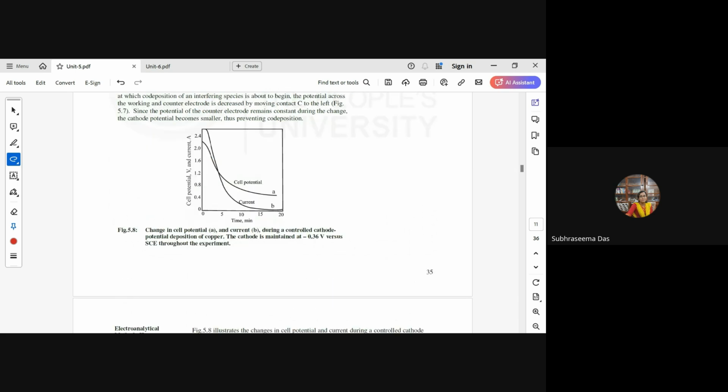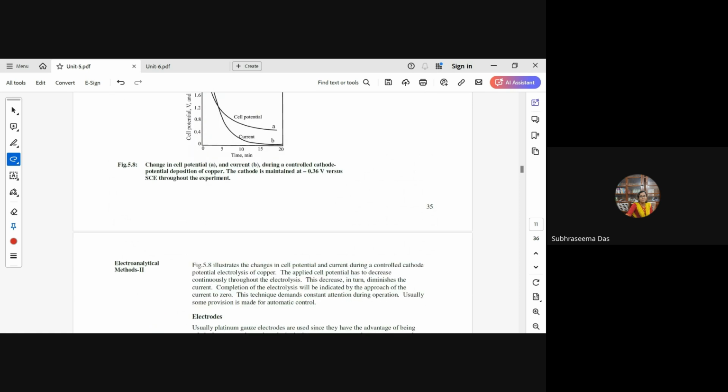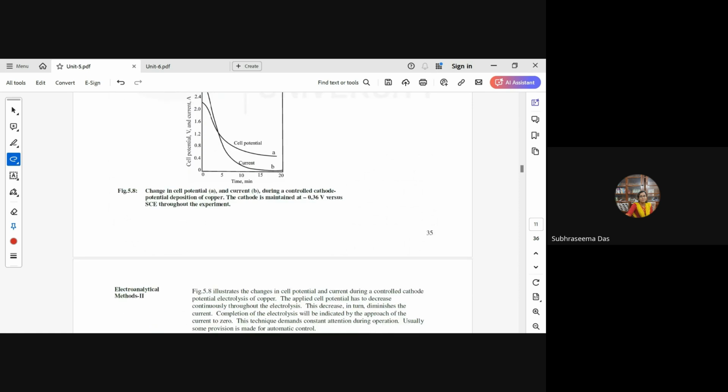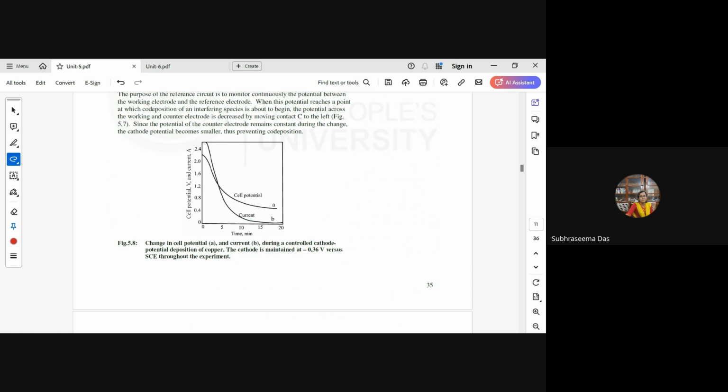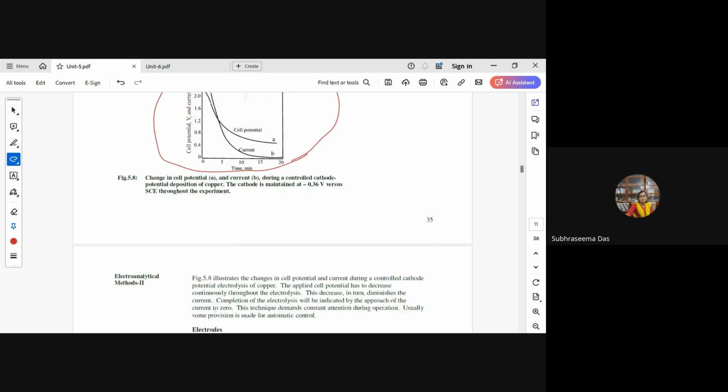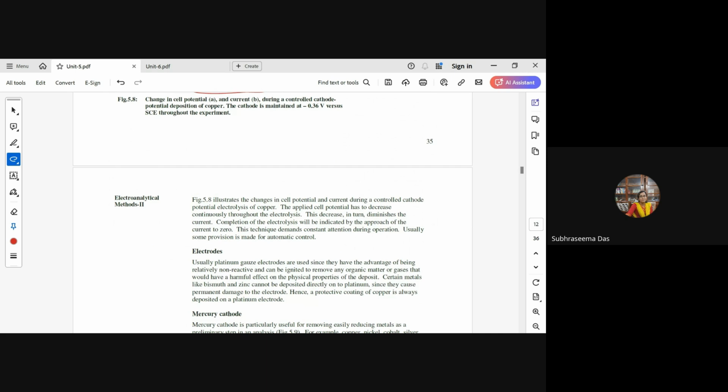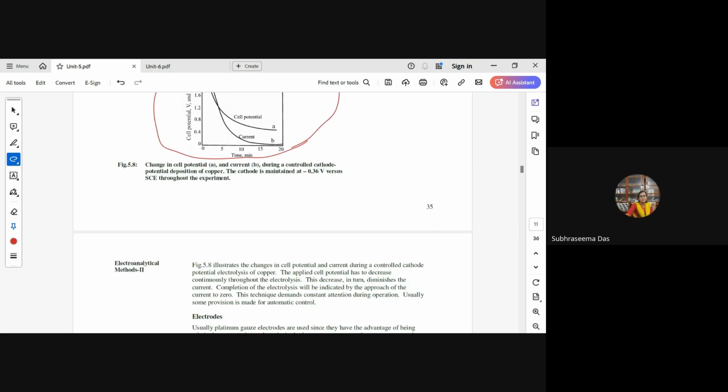Thus, it prevents the co-deposition and therefore leads to non-interference between the two metals. As shown in figure 5.8, this is the change in cell potential and current during a controlled cathode potential deposition of copper. Here the changes in the cell potential and current have been shown.